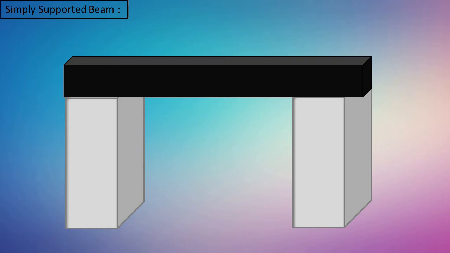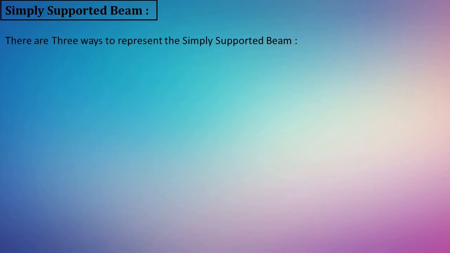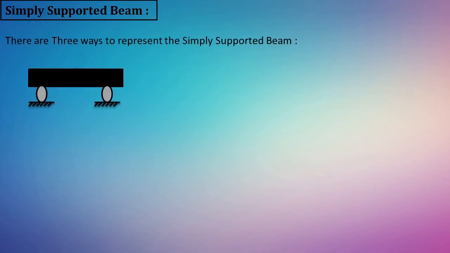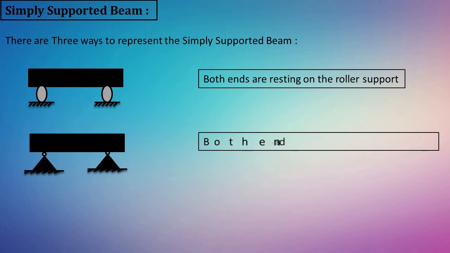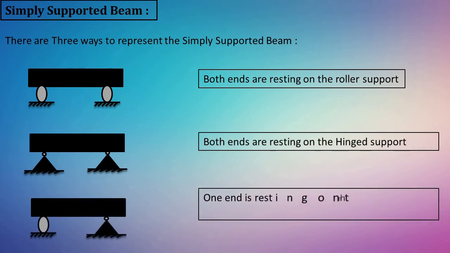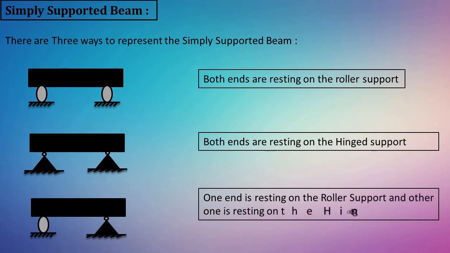There are three ways to represent the simply supported beam. First one is a beam whose both ends are resting on the roller support. Second one is a beam whose both ends are resting on the hinge support. Third one is a beam whose one end is a hinge and the other end is the roller support.